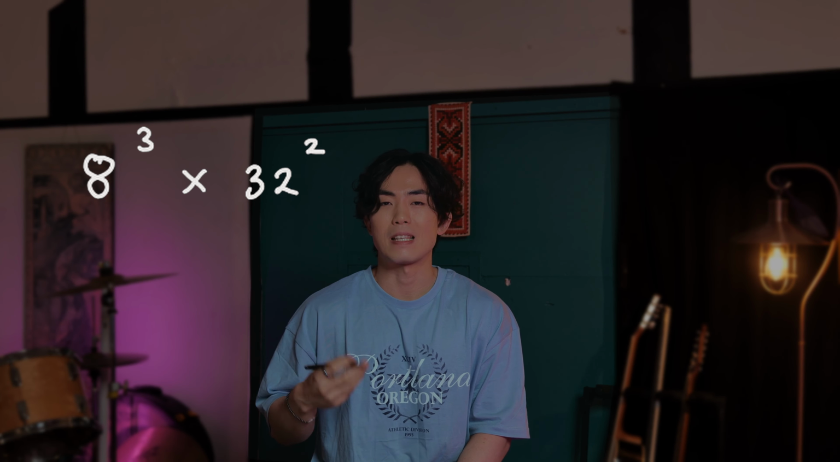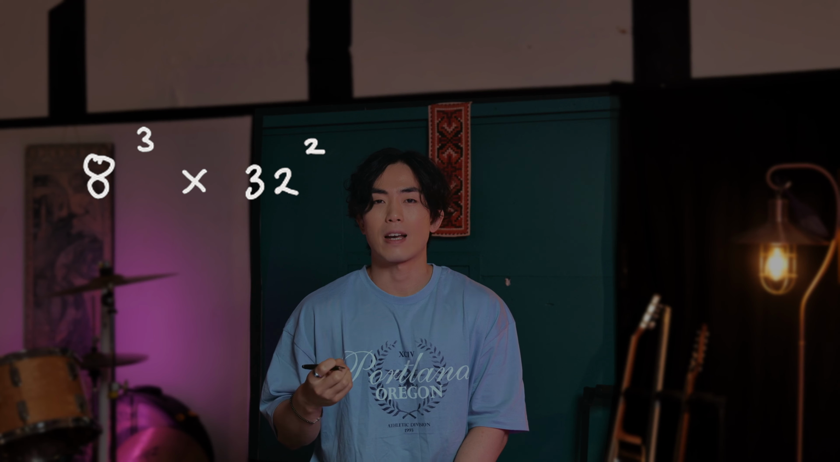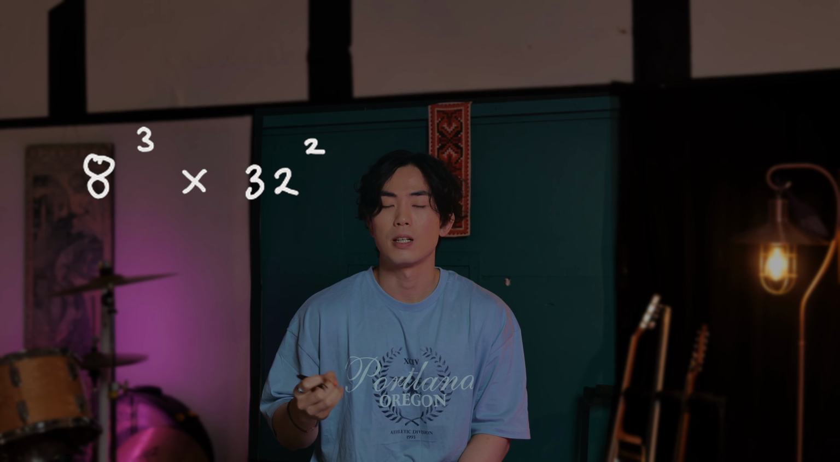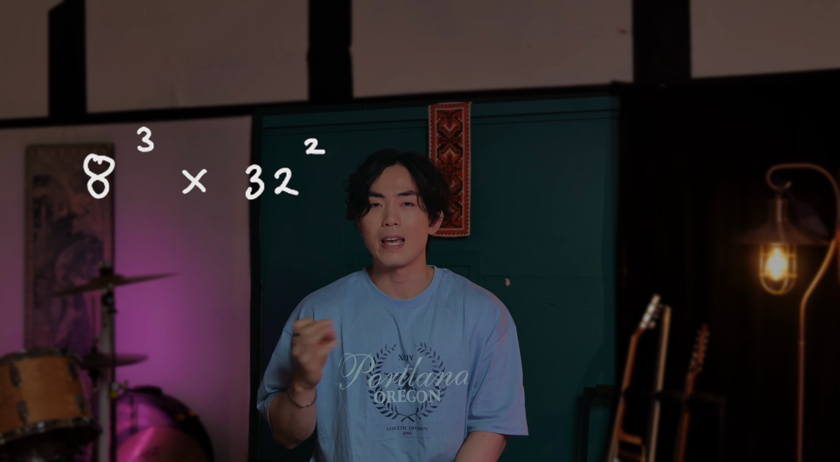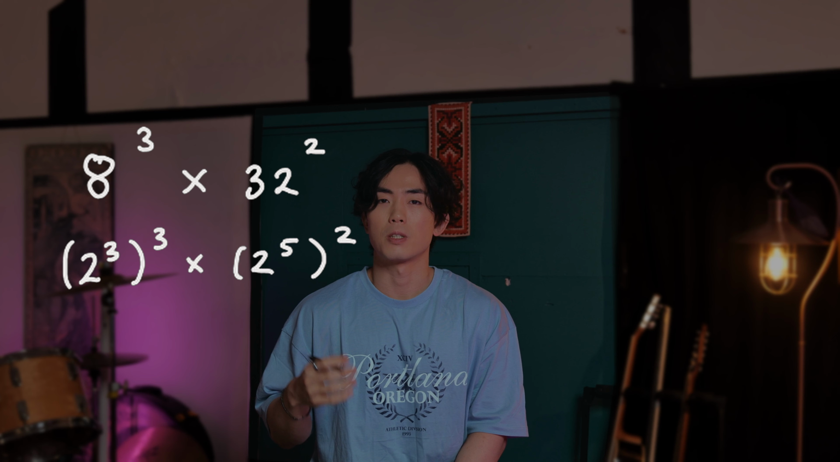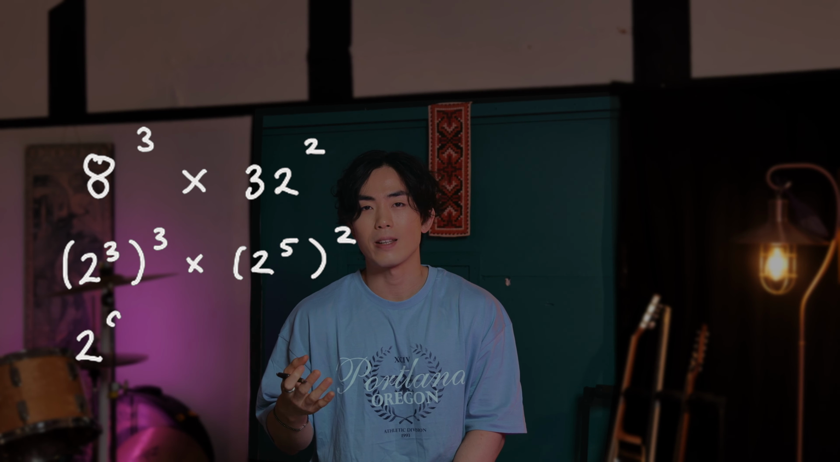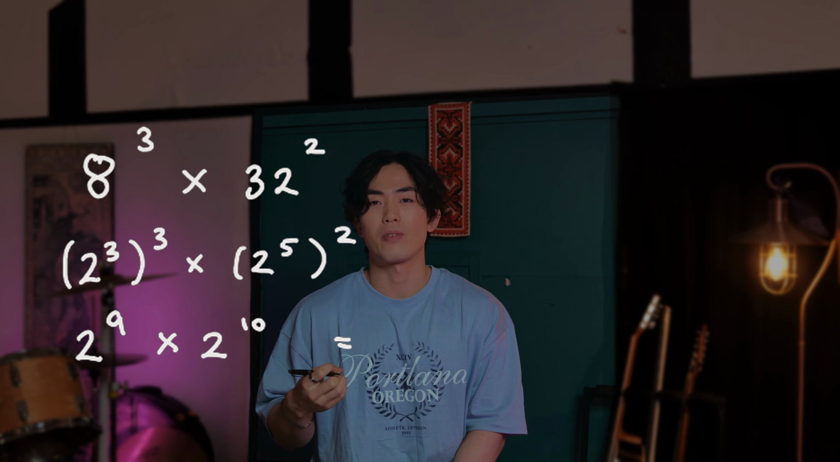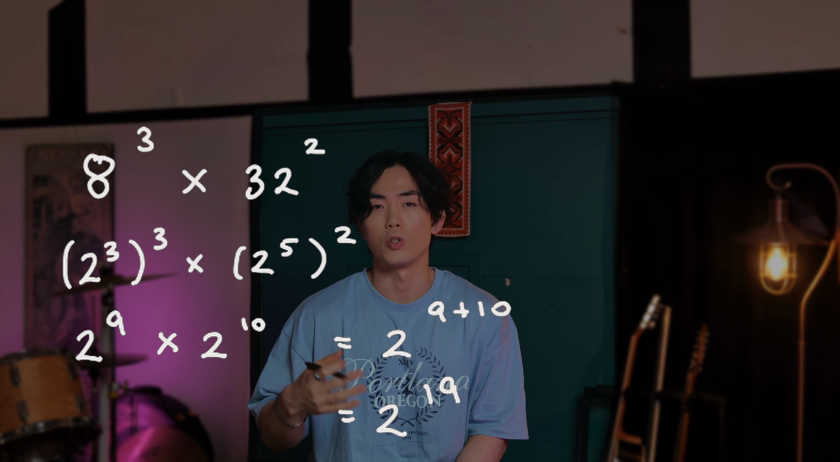So to make sure that bases are the same, the way we do that is we look at each base individually and try and find the common factor. So 8 I can say is the same thing as 2 cubed, and 32 I can say is the same thing as 2 to the power of 5. If we go ahead and replace that, it's going to be 2 cubed to the power of 3 times 2 to the power of 5 to the power of 2. This is going to simplify to 2 to the power of 9 times 2 to the power of 10, which is the same thing as 2 to the power of 19. So this is an example of us changing the base in order to use some of the rules.